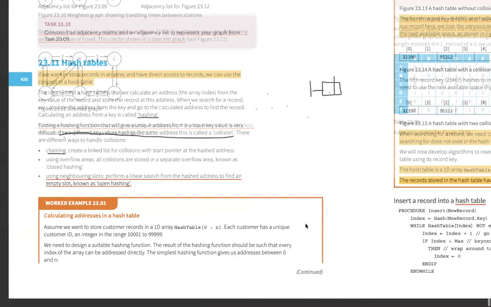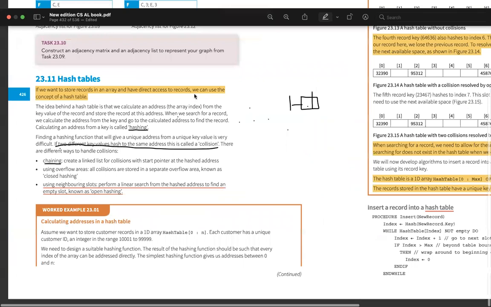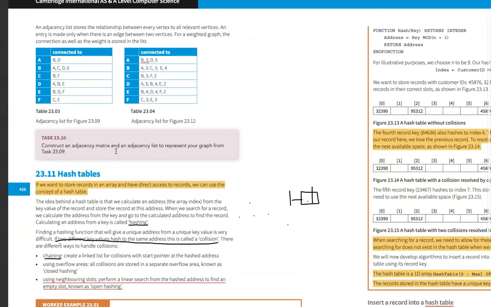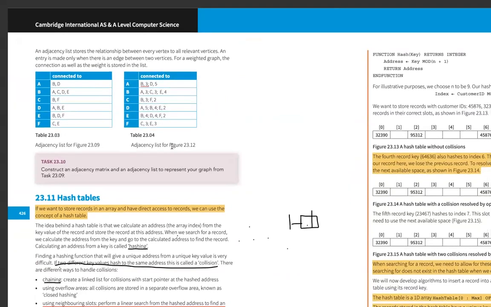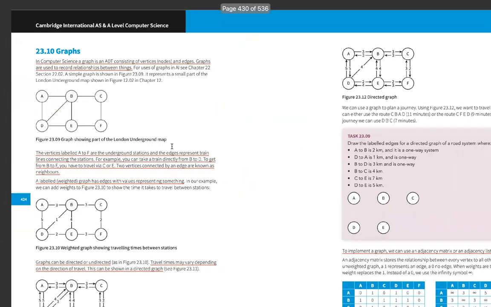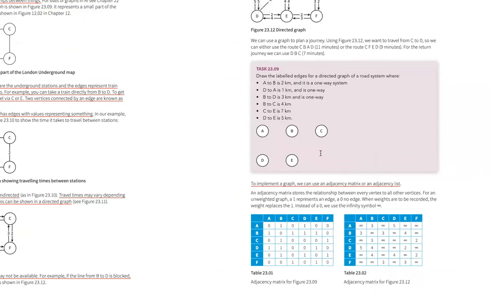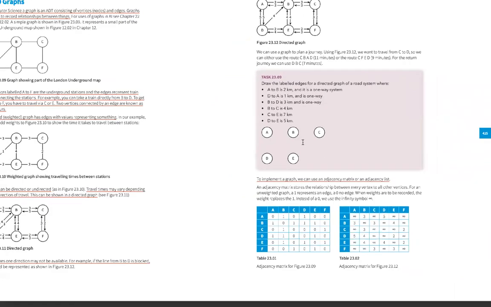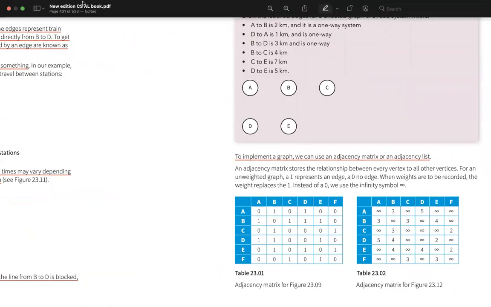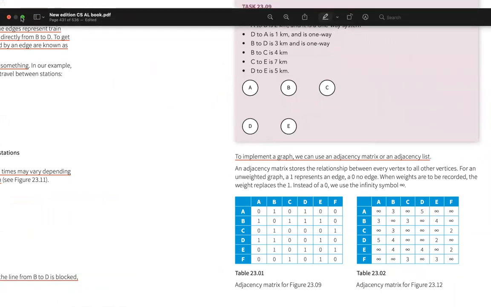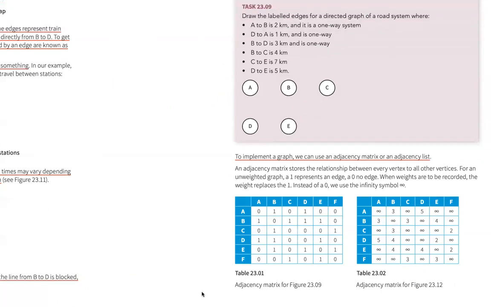Okay, now let's talk about one example over here. At the end, it's saying construct an adjacency matrix and adjacency list to represent your graph for task 2309. Now, 2309 is this one. We are to create an adjacency list like so, and an adjacency matrix for this particular task. Now, do you think that's possible? Let's check it out.